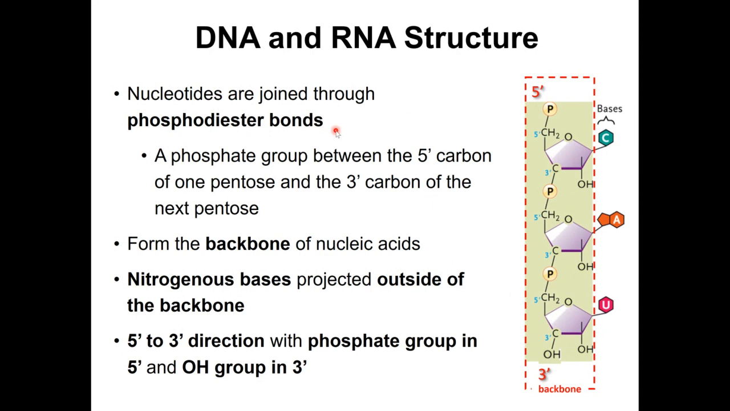Now, this polymer of nucleotides joined by phosphodiester bonds leads to the formation of what is called the backbone of the nucleic acid, which consists of the alternation of the phosphate group attached to the pentose. In this case, this will be ribose, so this will be an RNA strand. Phosphate, pentose, phosphate, pentose, phosphate, pentose. This structure here is referred to as the backbone of the nucleic acid. And then attached to the backbone, you have the nitrogenous bases that stick out from the backbone itself.